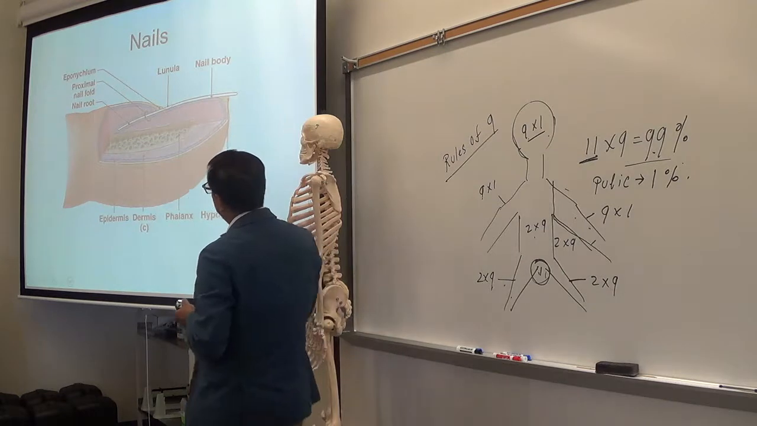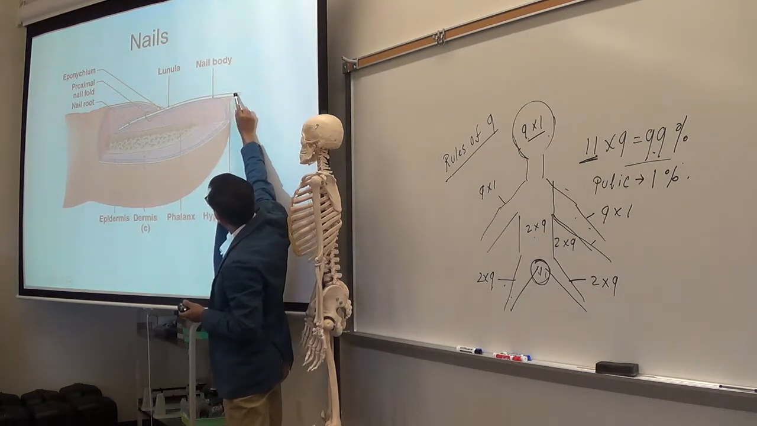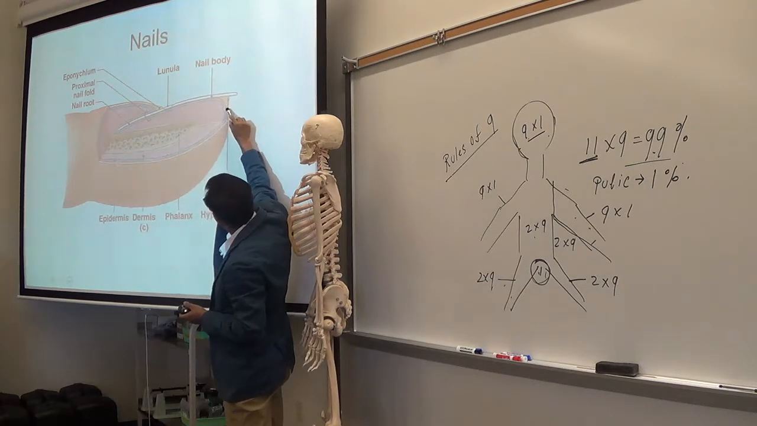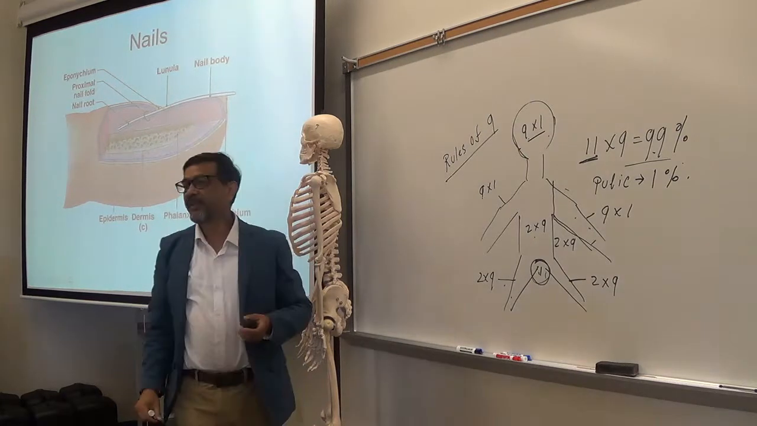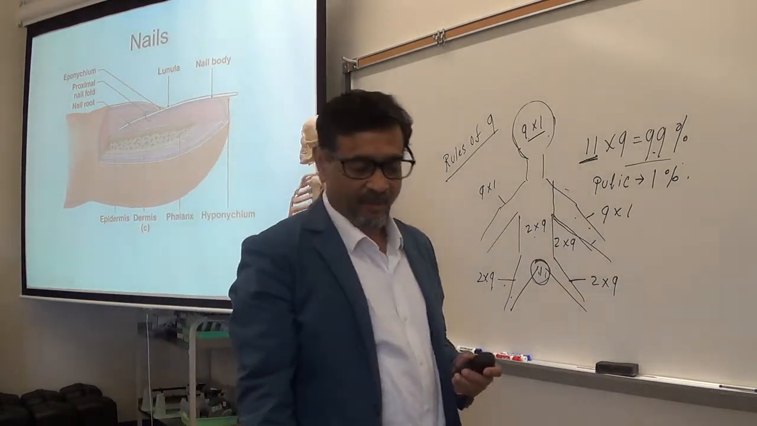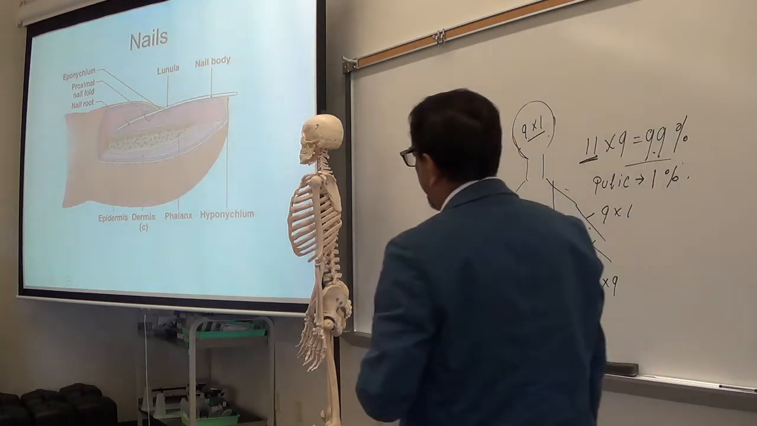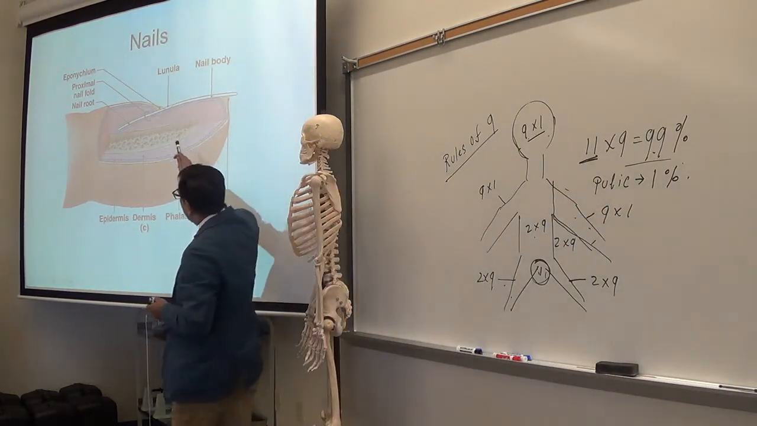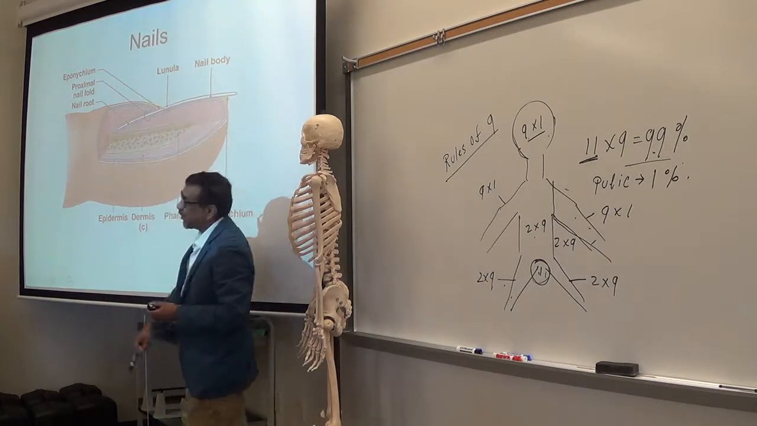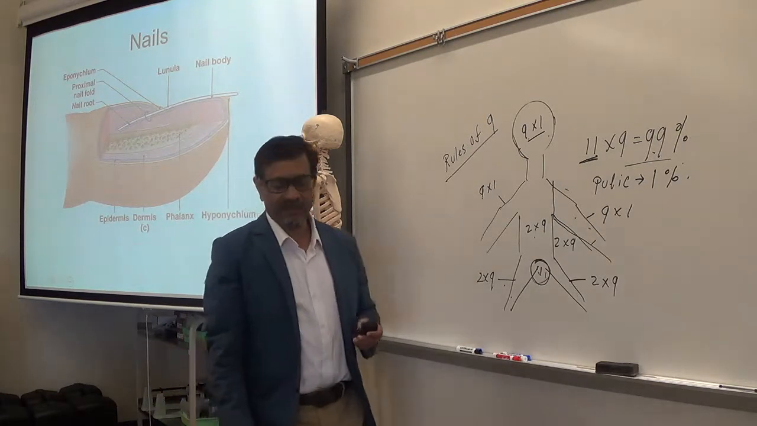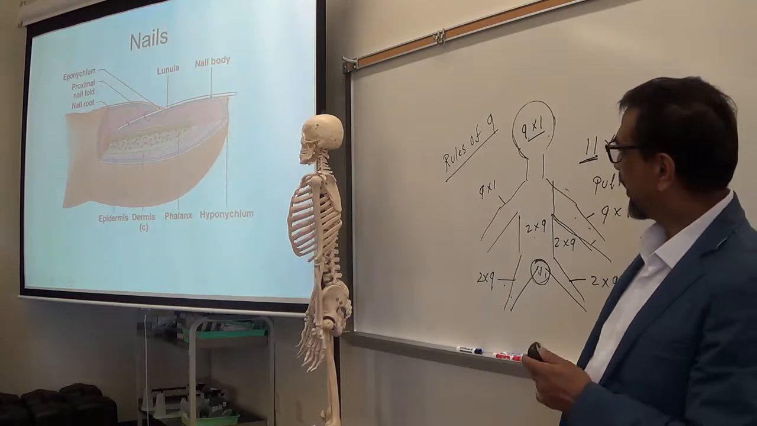A very small, tiny amount of tissue that attaches the free edge and the fingertip is called hyponychium. Free edge to the fingertip. Another small amount of tissue that connects the lunula to the skin is called eponychium. So those are the structures of your nail.